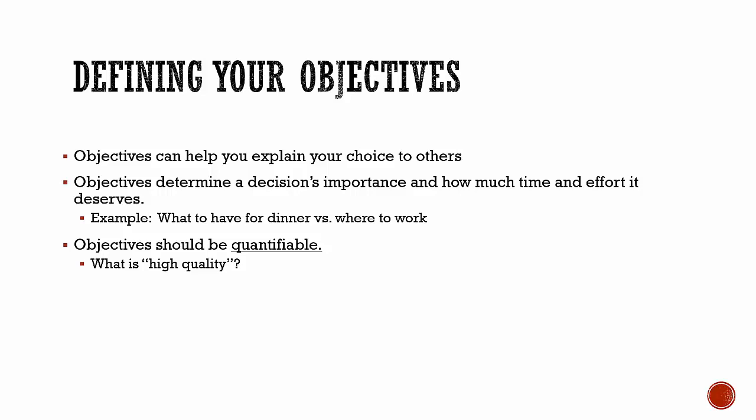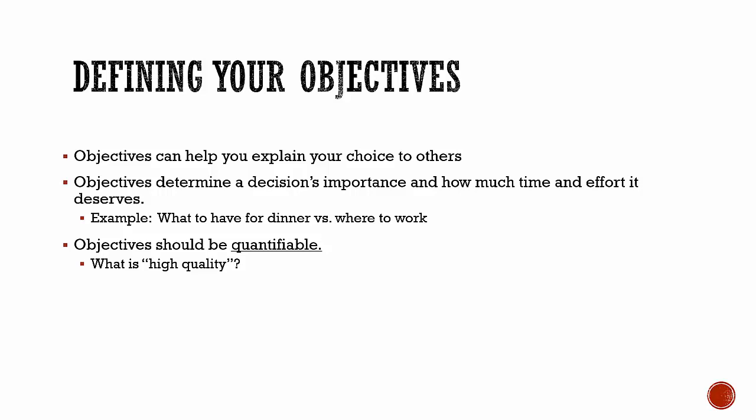Another important aspect of defining our objectives is that the objective should be quantifiable. Now, this is different than how objectives are presented in the Smart Choices book that I mentioned in the first video, because in that book they're focusing on personal decisions. In this case, though, we're thinking about how can we make decisions in a business setting.